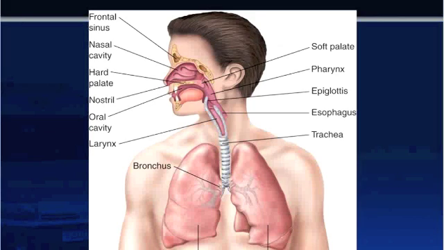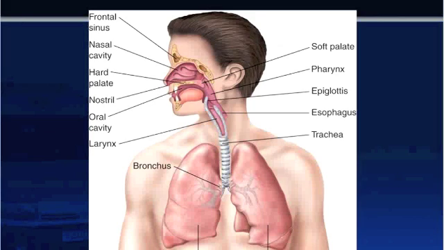The laryngopharynx is the lowermost part of the throat, and it surrounds the openings of the esophagus and larynx. It opens in the front into the larynx and in the back into the esophagus. It serves as a passageway for both food and air.